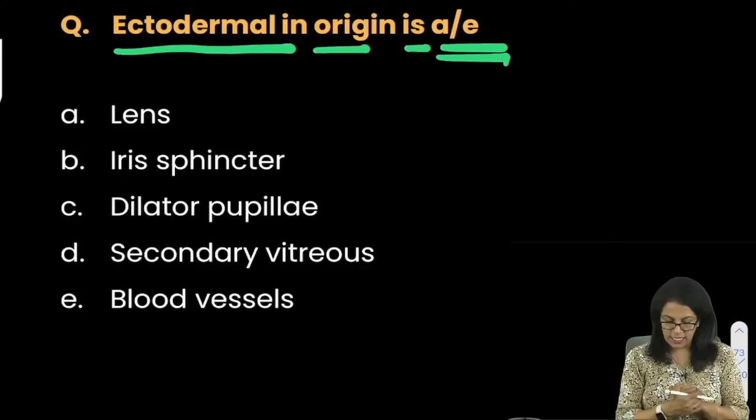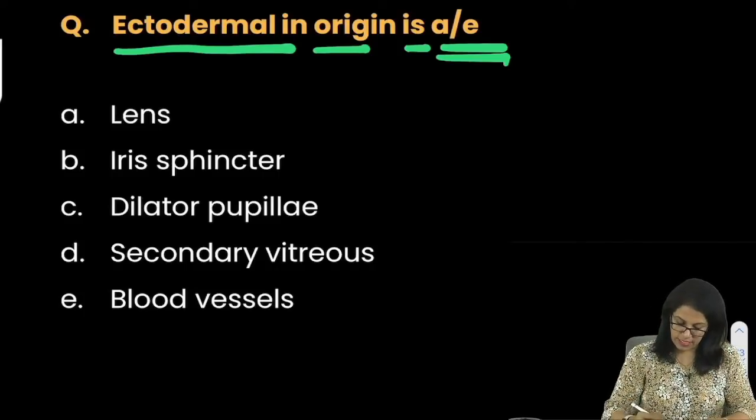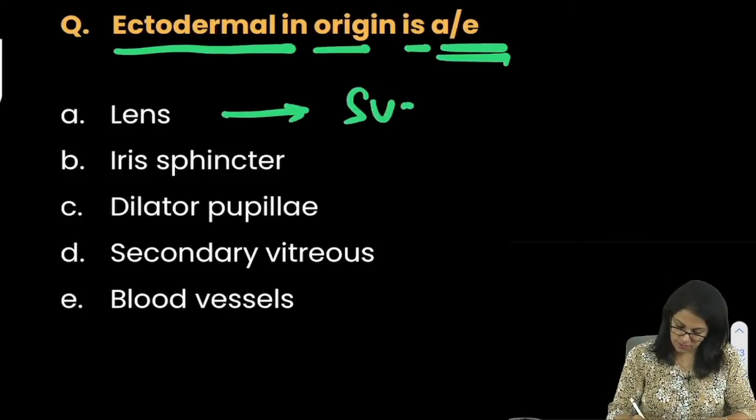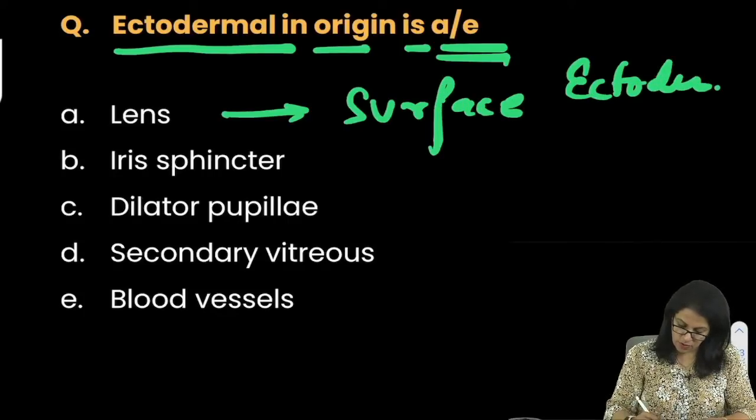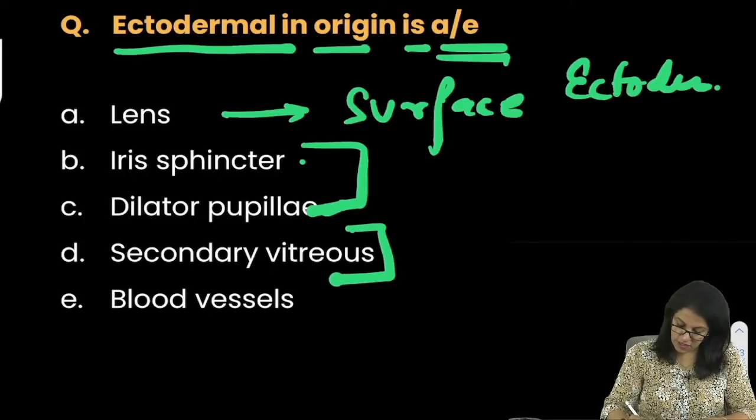Forgotten? Okay, fine, think. Let's read together. What was the lens? Surface ectoderm. Okay, this was asked. This has been your separate question. Learn with me. What about iris sphincter, dilator pupillae? These are the two muscles of the pupil, and your secondary and tertiary vitreous. All these are derived from neuroectoderm.